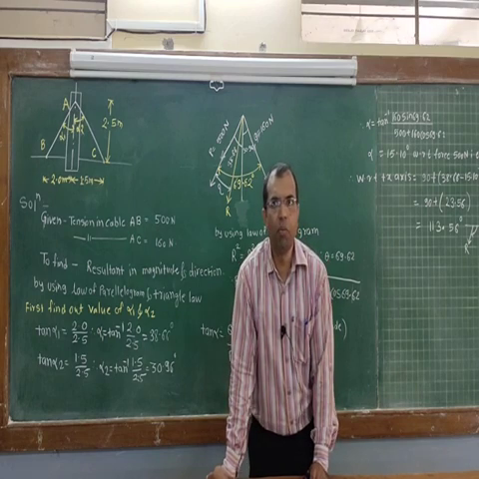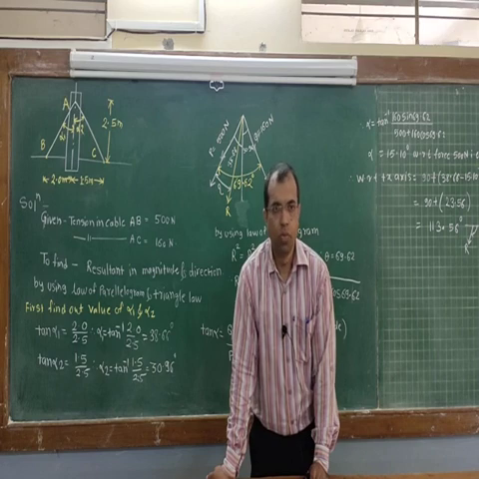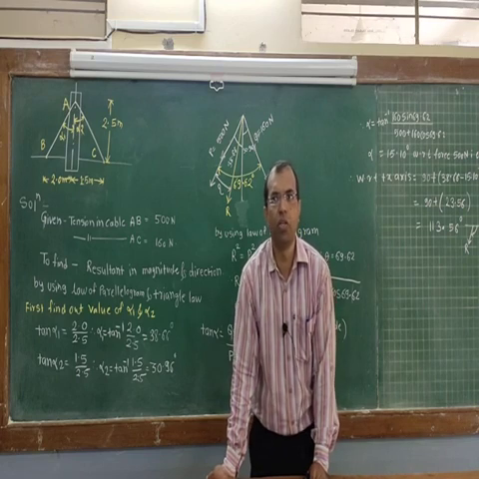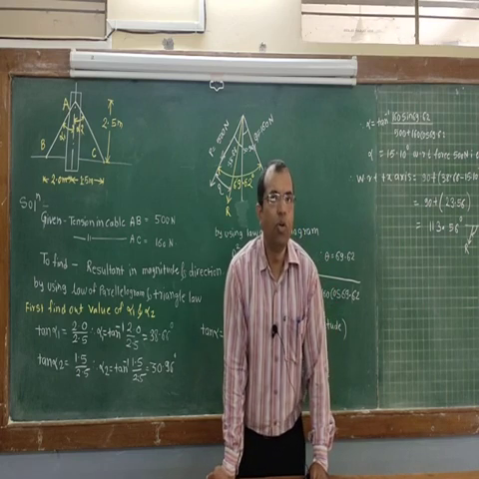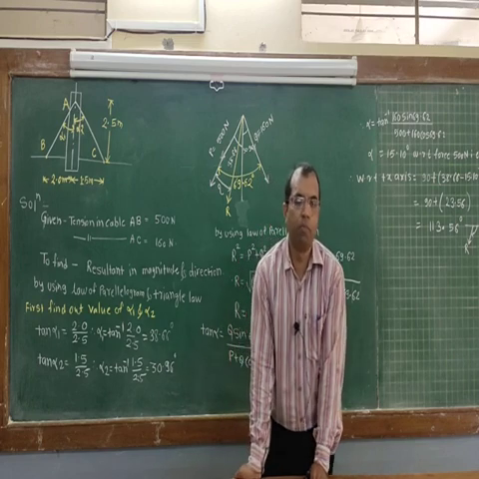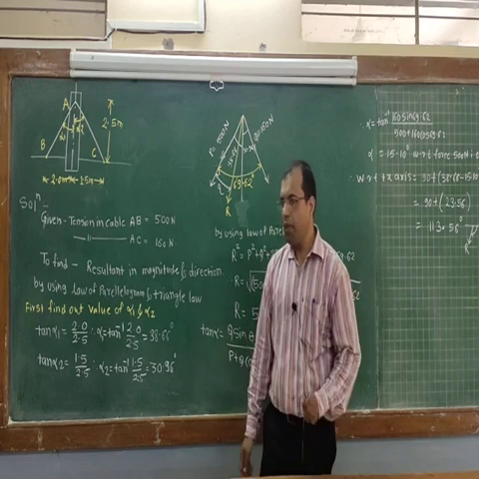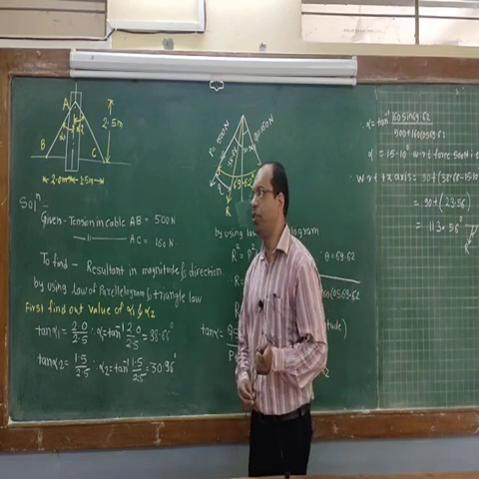Along with that, one problem is given where two forces are given, out of which one is unknown and the resultant is given. From that we have to find the unknown force. So these two problems we solved in the last lecture. Let's come towards today's lecture.